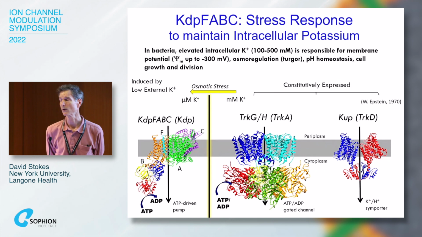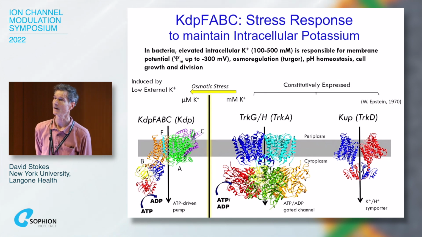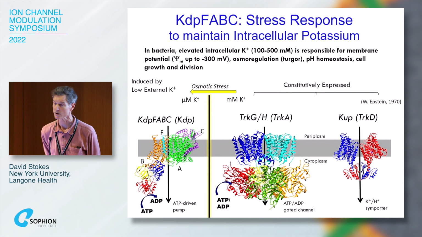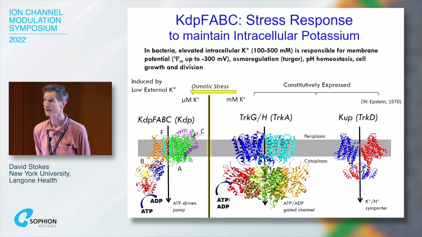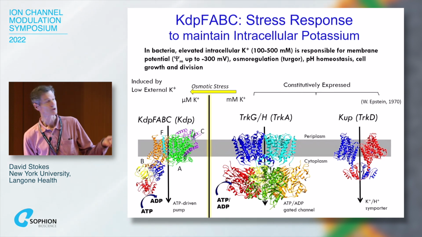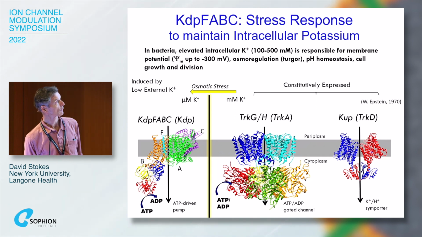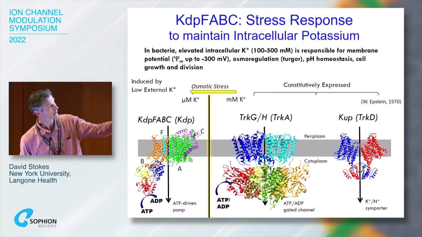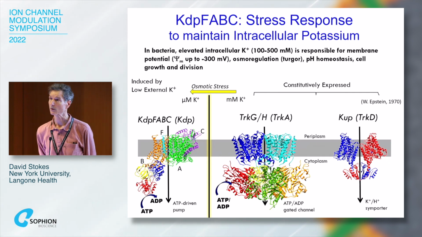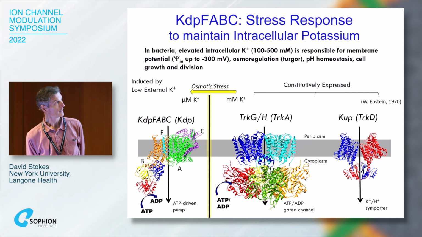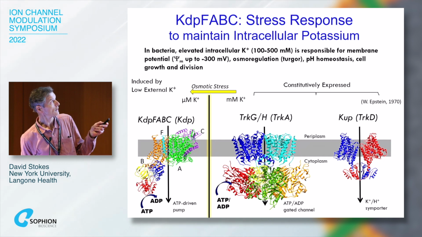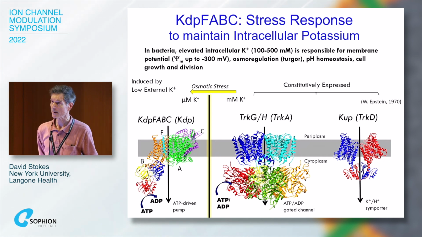Okay, so in bacteria, well, I don't have to tell you that you need high potassium inside your cells for all kinds of different reasons. And so normally in bacteria, they have these two constitutively expressed systems that were originally characterized as TrkA and TrkD by Wolf Epstein way back when P-type ATPases were young. And when there's osmotic stress, meaning it rains, and there's not much potassium in the environment, falling below 100 micromolar or so, then the bacteria can no longer rely on these low affinity potassium uptake systems.